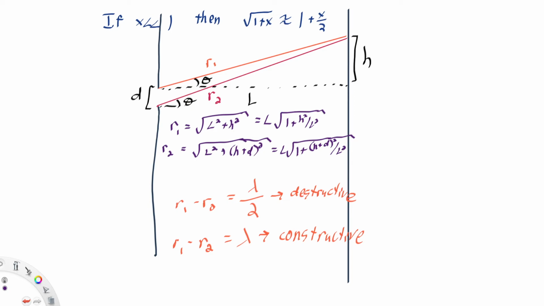And then we can use this approximation trick. So this is approximately L plus h squared over L squared, right? Half of that times L. So we get plus h squared over 2L. And this becomes approximately L plus h plus d squared over L squared. We get exactly the same sort of results.